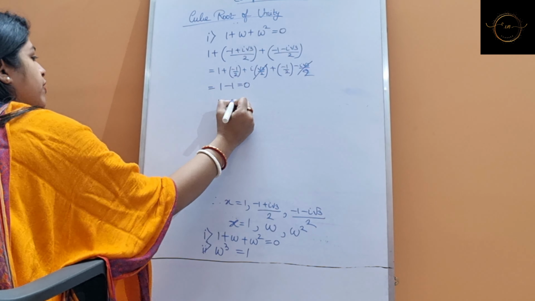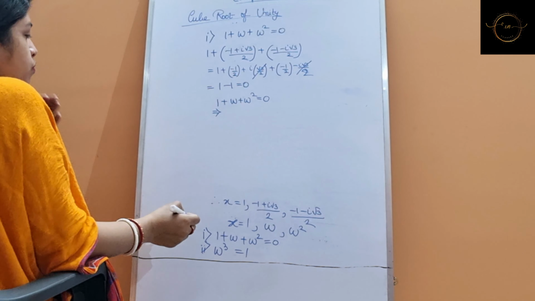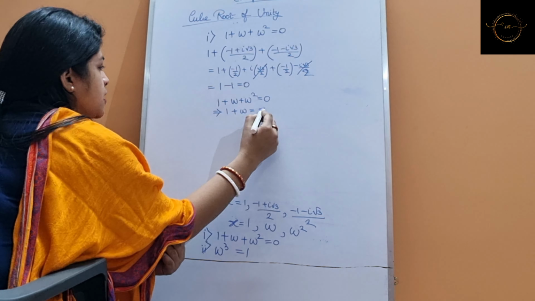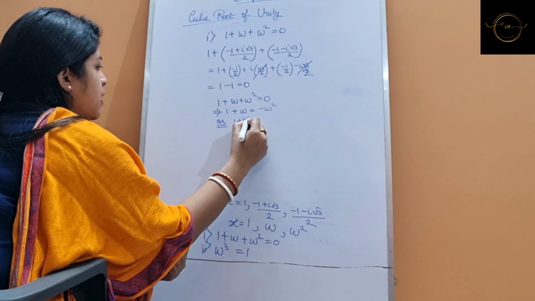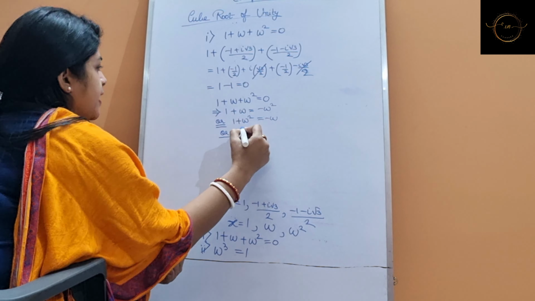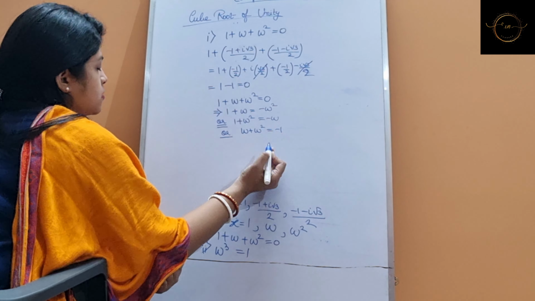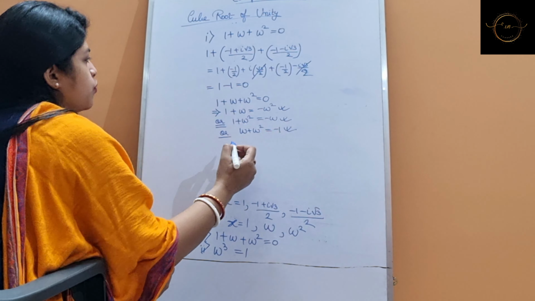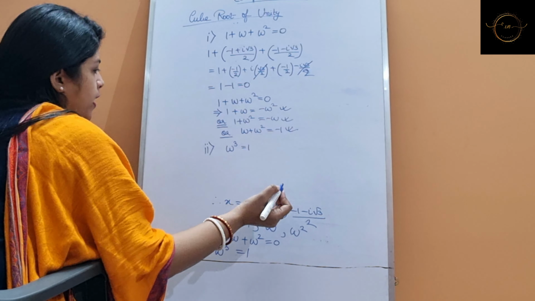So from the relation 1 plus w plus w square equal to 0, we can get a few more equations. 1 plus w is equal to minus w square, or you can get 1 plus w square is equal to minus w, or you can get w plus w square is equal to minus 1. From this equation, only these three sets of equations you can obtain. The third one is w cube is equal to 1.